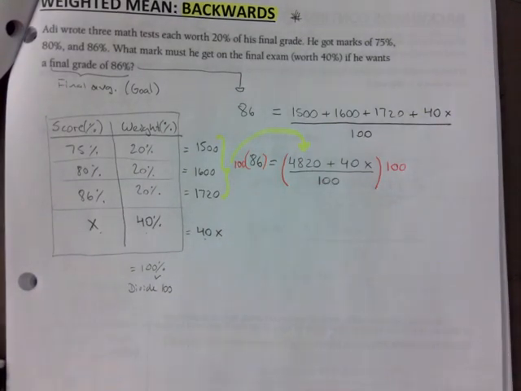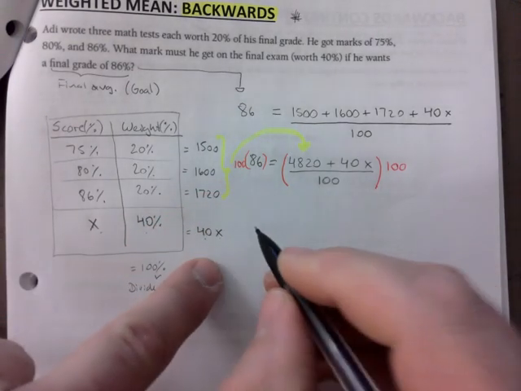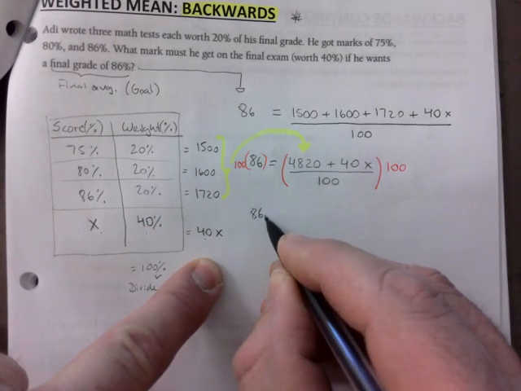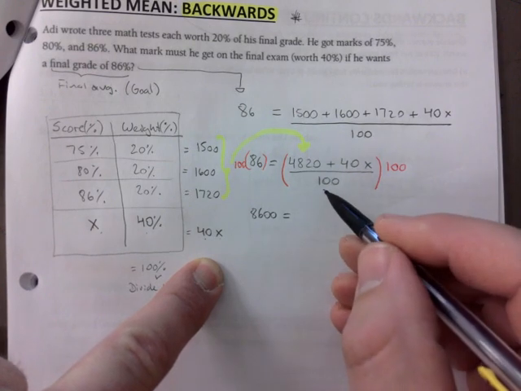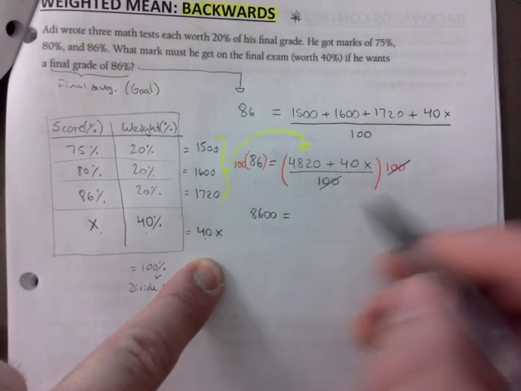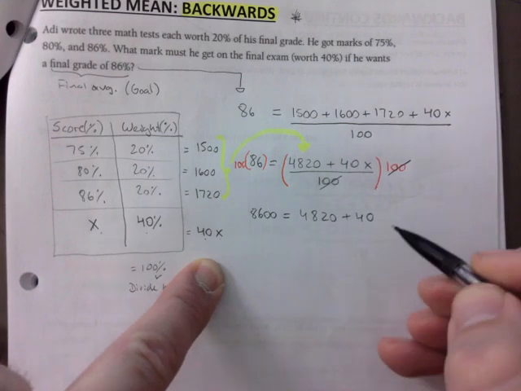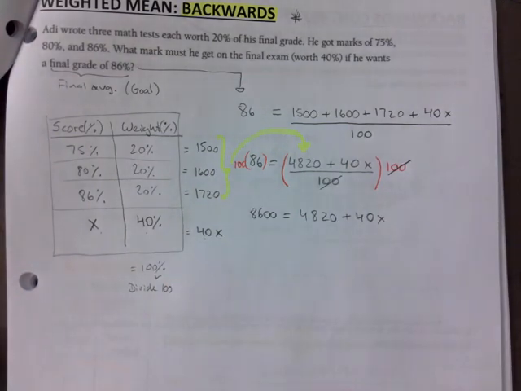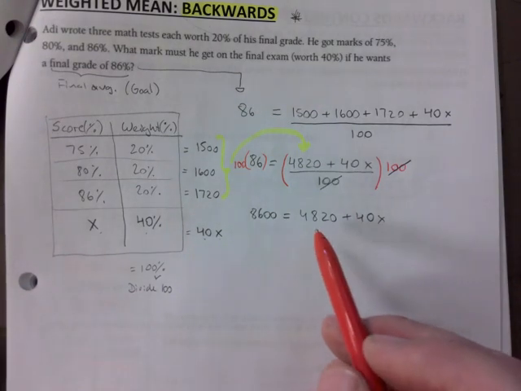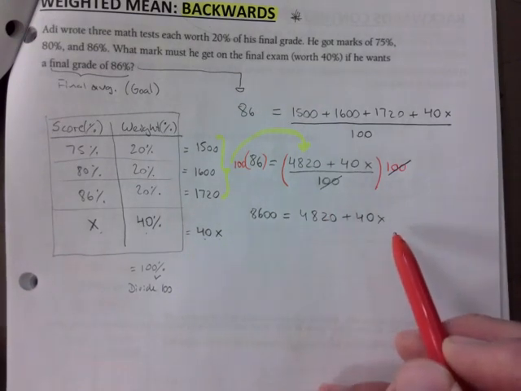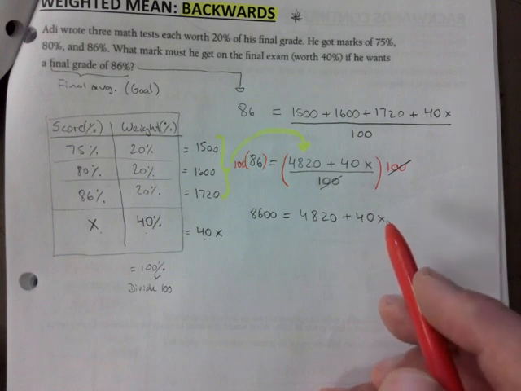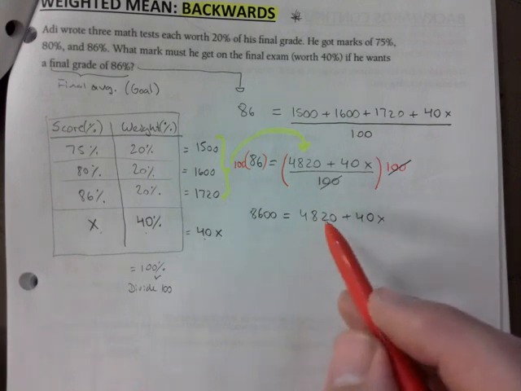Right, so times 100, and then we get this is just 8600, right? And over here is so satisfying, right? Ka-chink, ka-chink. So 4820 plus 40x. What happens now? You can divide by 40. You can. That's not enough. It's possible, but I would first do what's not touching x.